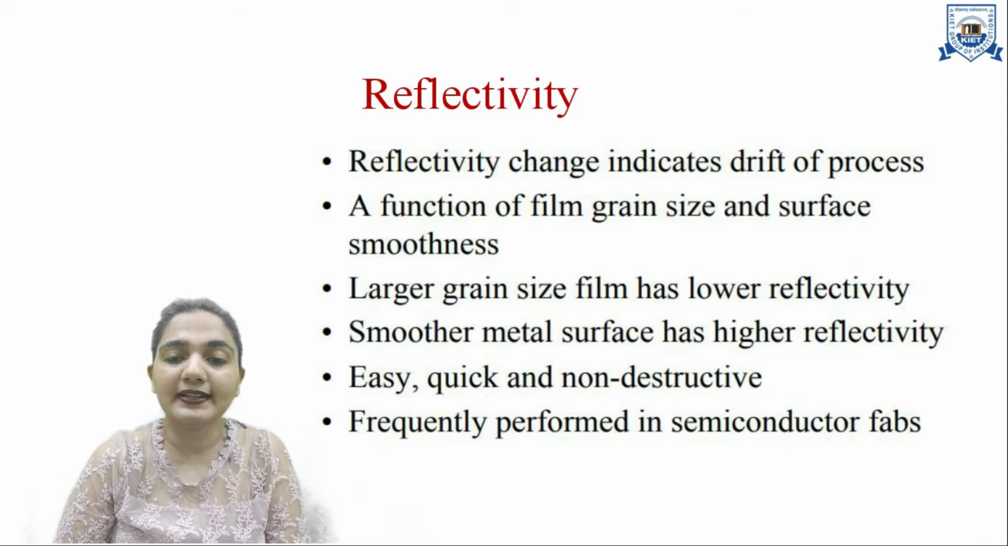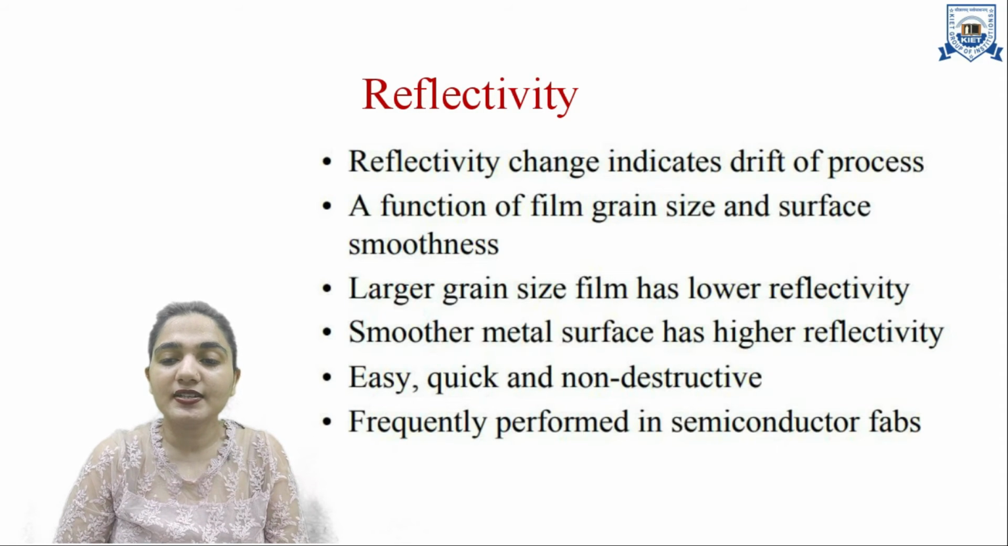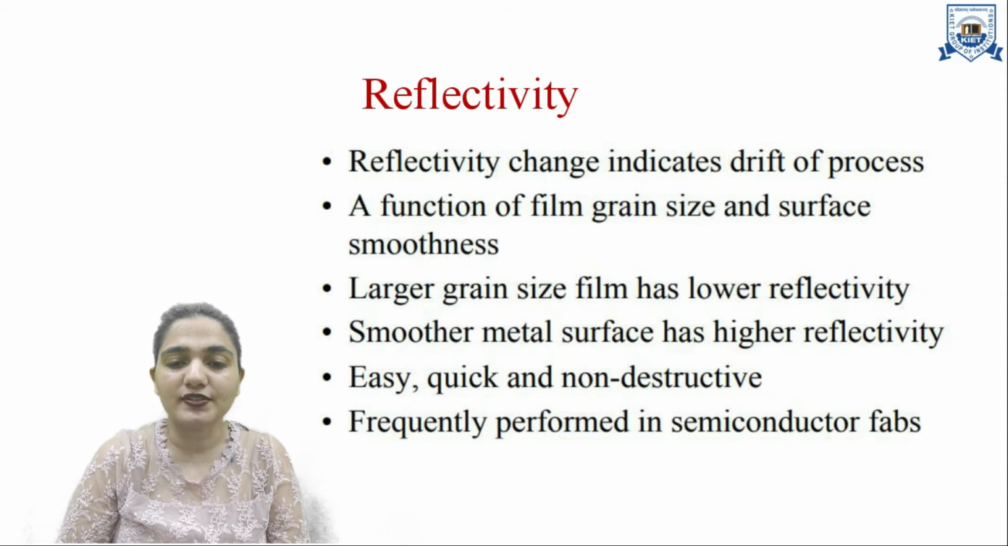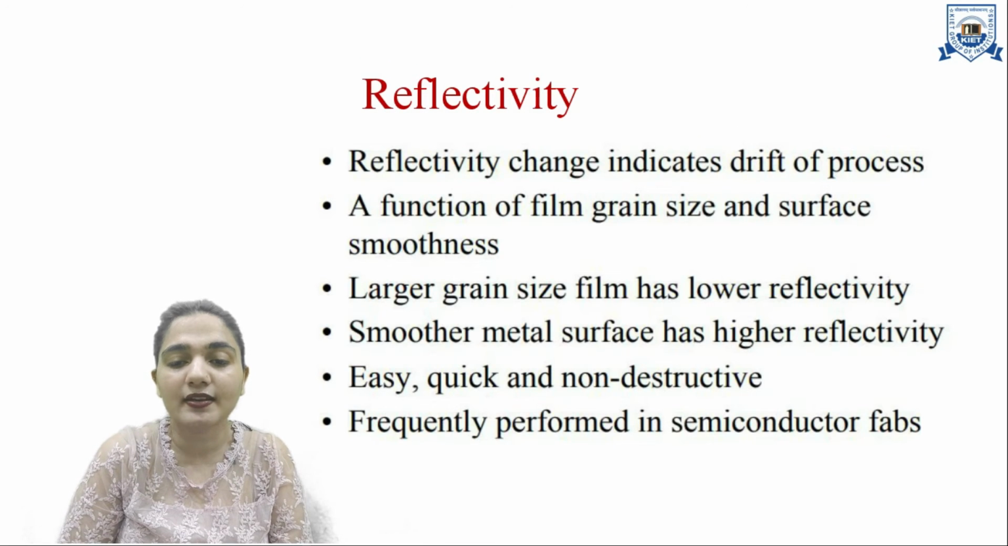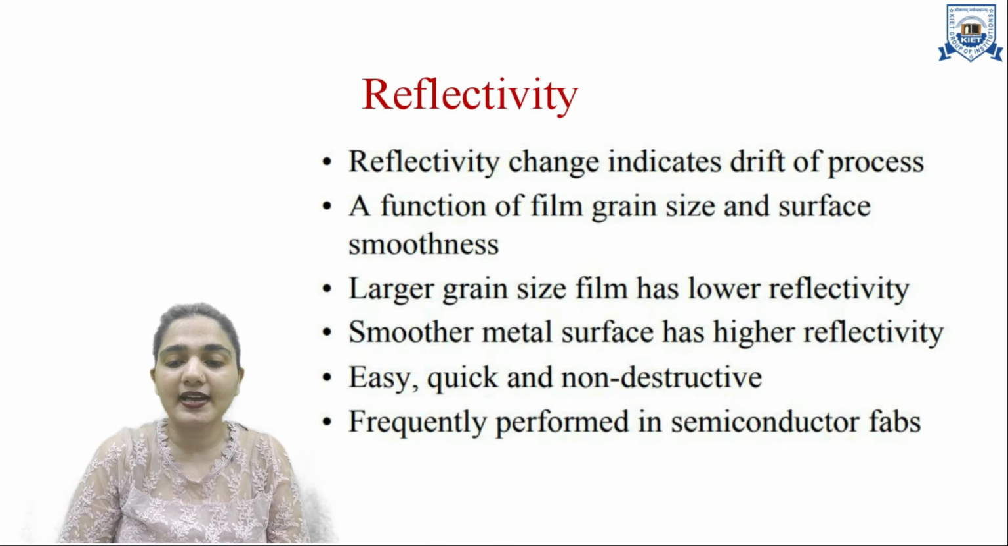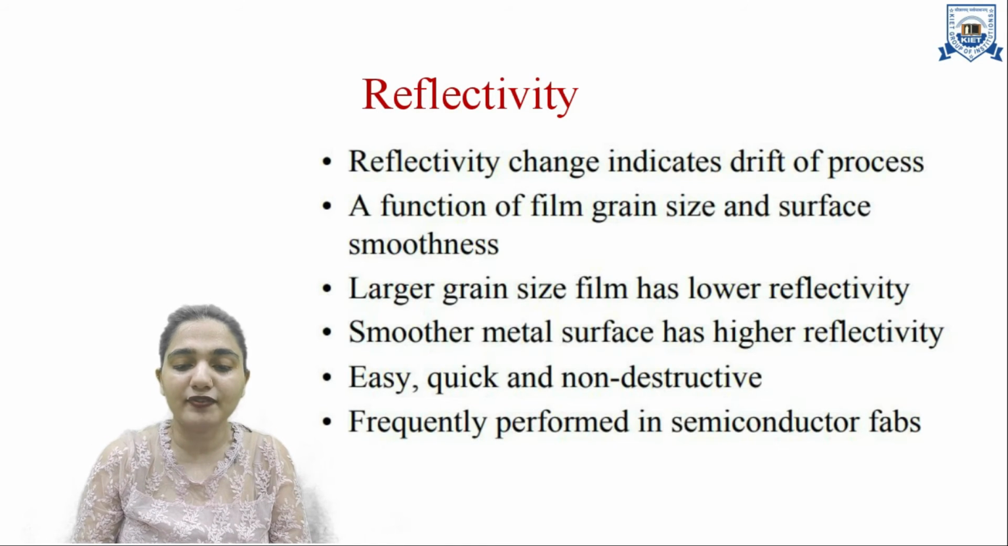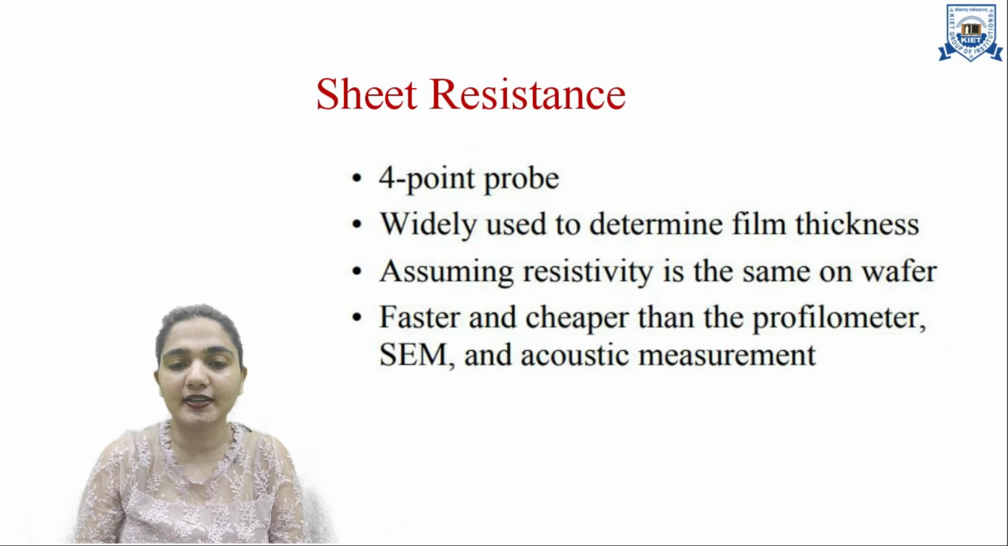Then we have reflectivity. Reflectivity changes indicate drift of the process. Reflectivity is a function of film grain size and surface smoothness. Large grain size film has lower reflectivity and a smoother metal surface has higher reflectivity. It is an easy, quick and non-destructive process and is frequently performed in semiconductor fabs.